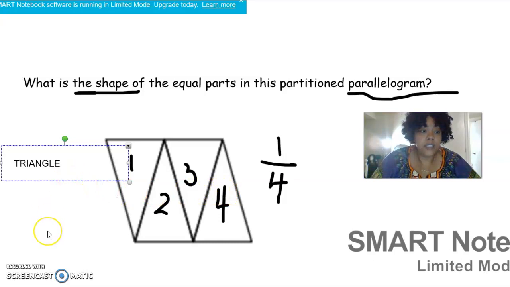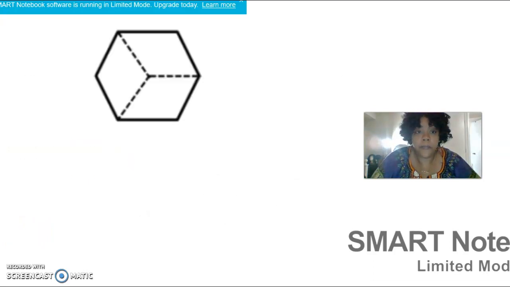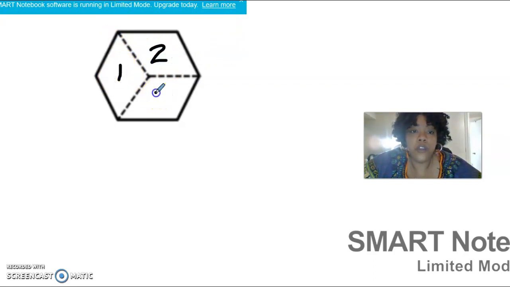Now, this next shape I want to show you, you did not have to do any work for this shape, but I think it's very important to discuss it. So, does anyone know what this shape is called here? I hope you said hexagon. Everyone say hexagon. Okay. Now, looking closely at this hexagon, I see 1, 2, 3 equal parts. And the fraction for each part is 1/3.